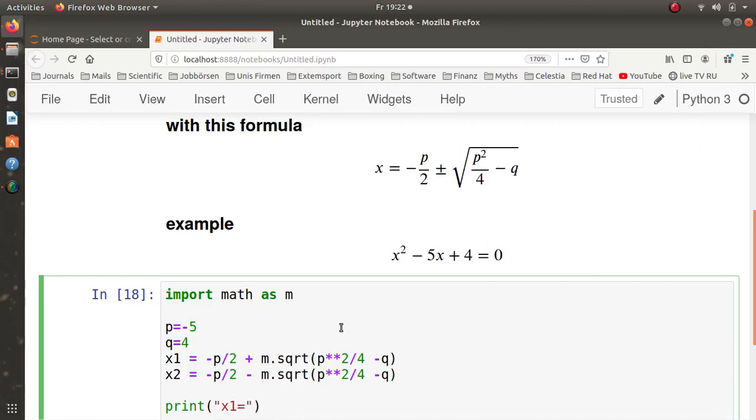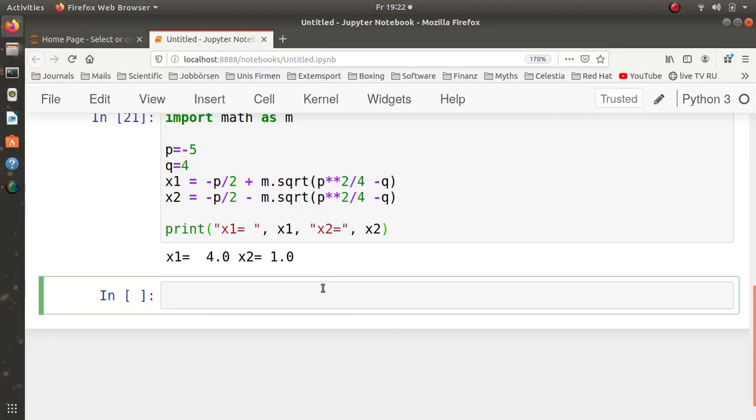And then we will also print our solutions: x1 equals x1 and x2 equals x2. You see, these are the solutions.